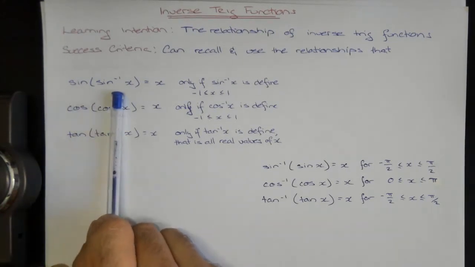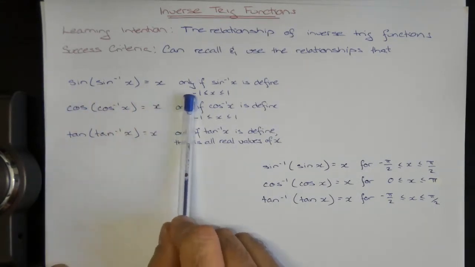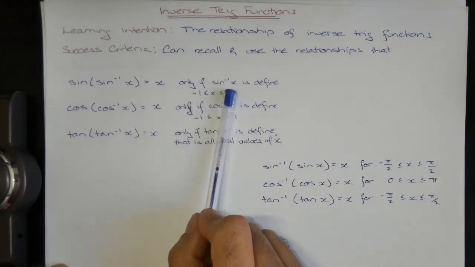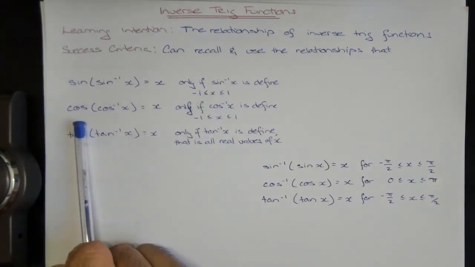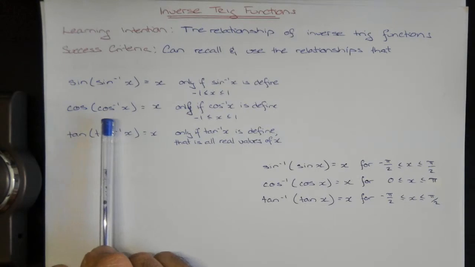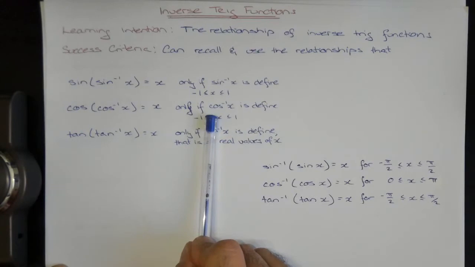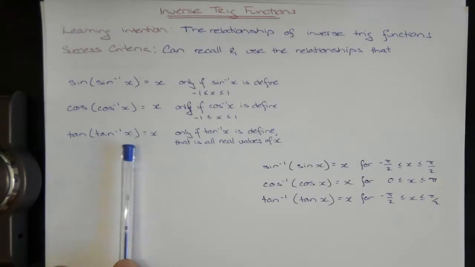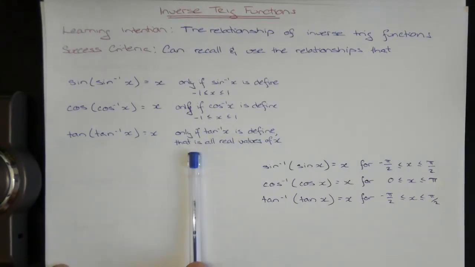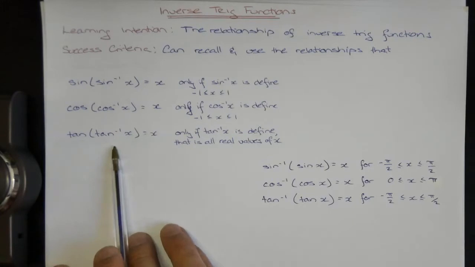Sine of inverse sine x, or sine of arc sine x, is going to equal x only if the arc sine is defined between -1 and 1. Same as the cos: cos of arc cos of x will equal x only if inverse cos of x is defined between -1 and 1. And tan of arc tan of x equals x only if arc tan is defined for all real values of x.